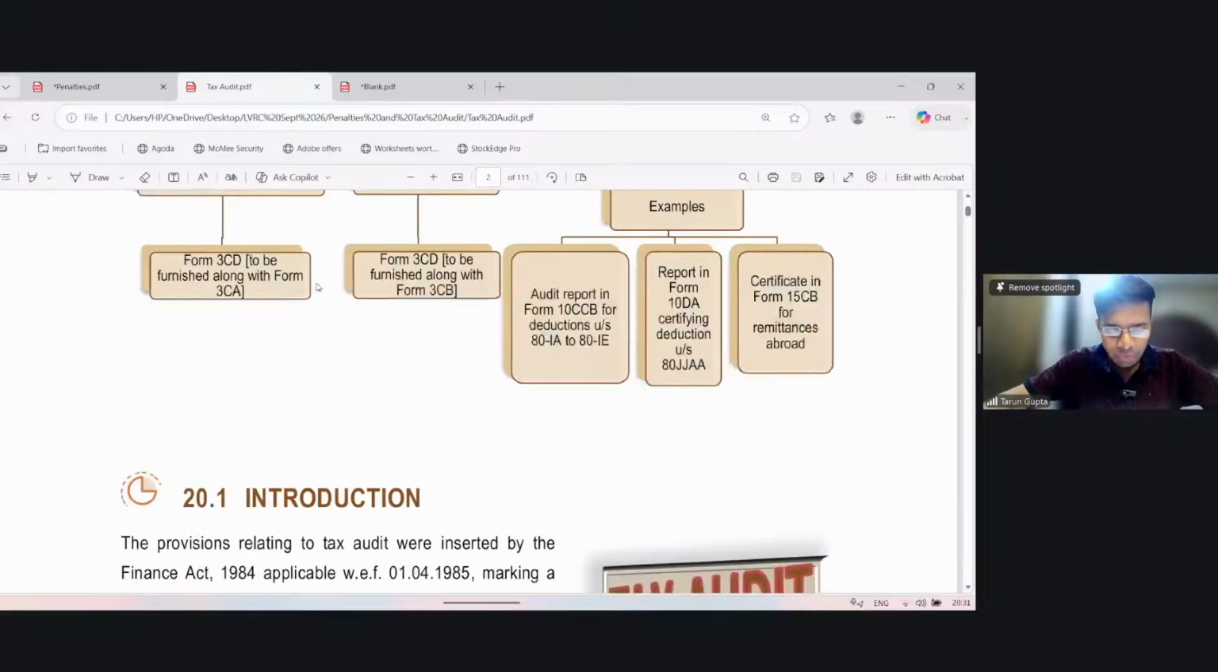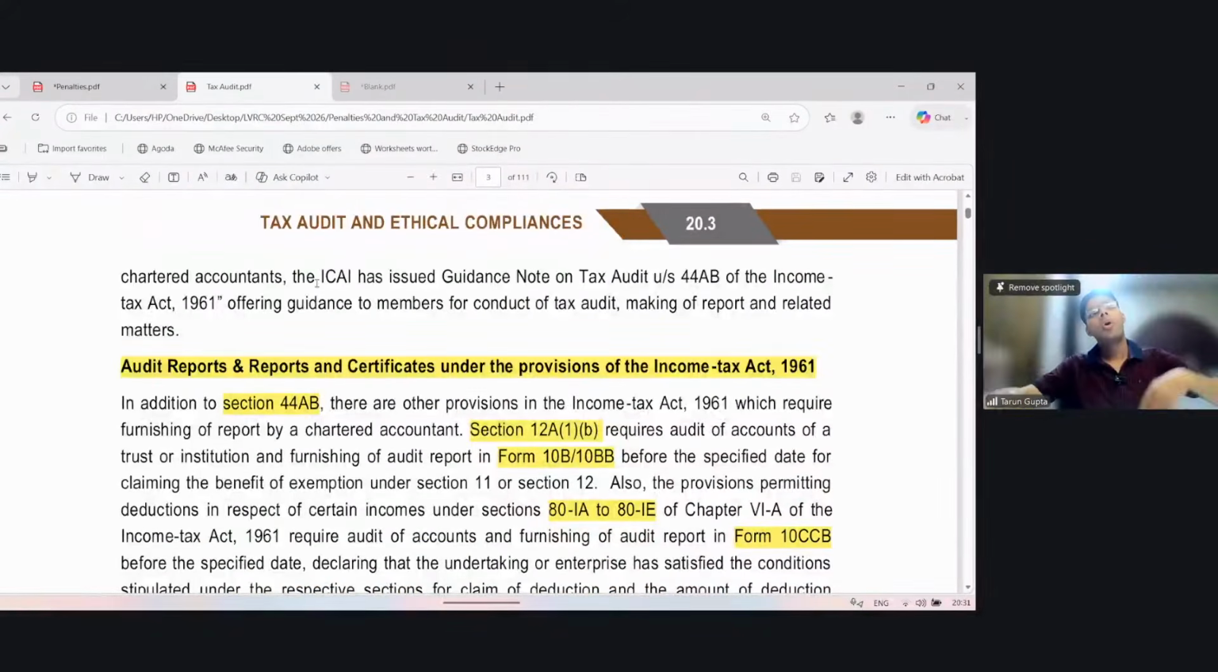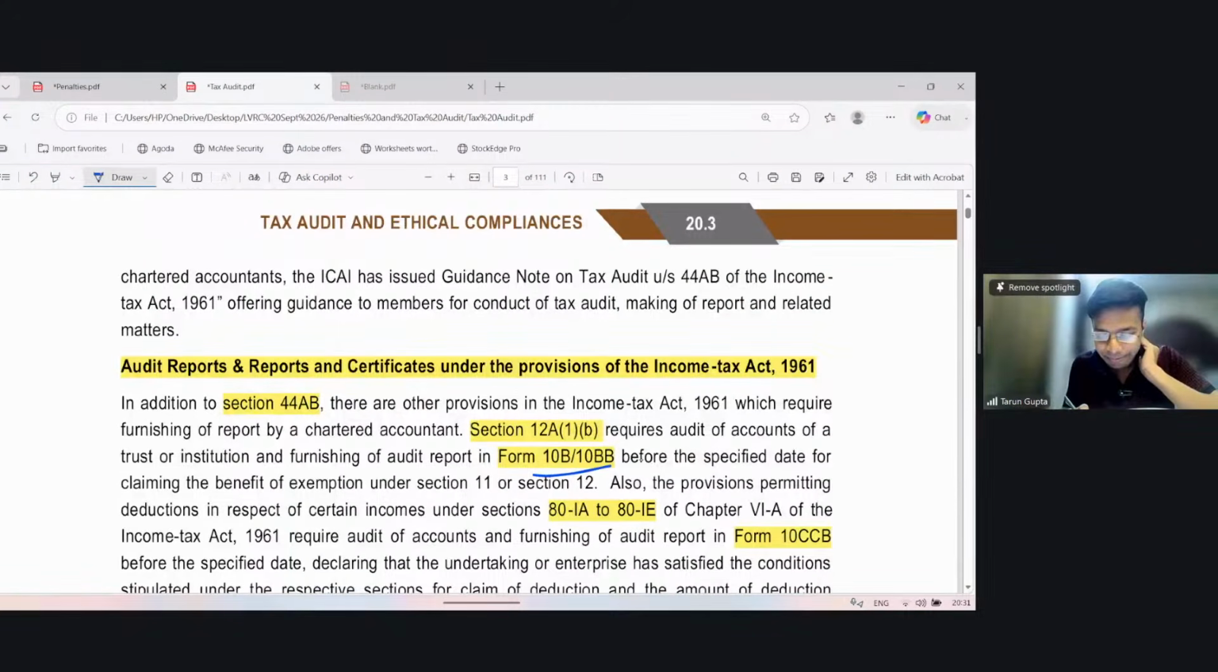So firstly, we'll see what types of audit reports or certificates are issued under the Act. The most important is the tax audit report under Section 44AB. Now, in addition to that, in case of Section 12AB, Form 10B and 10BB is submitted.